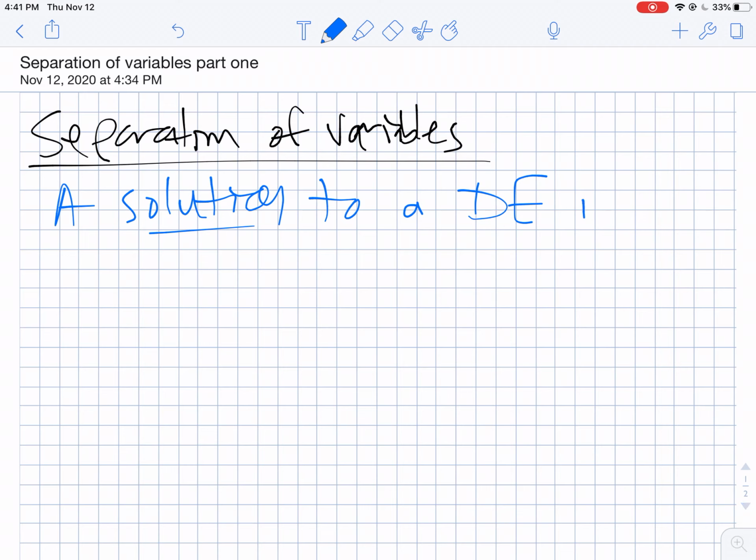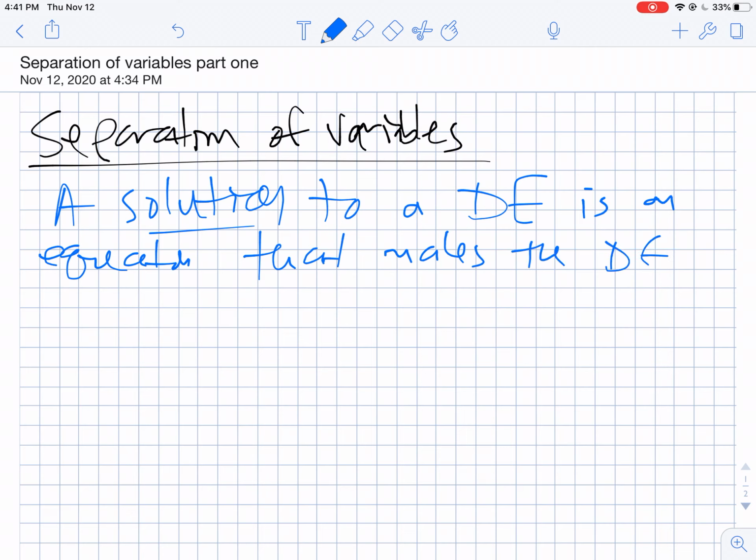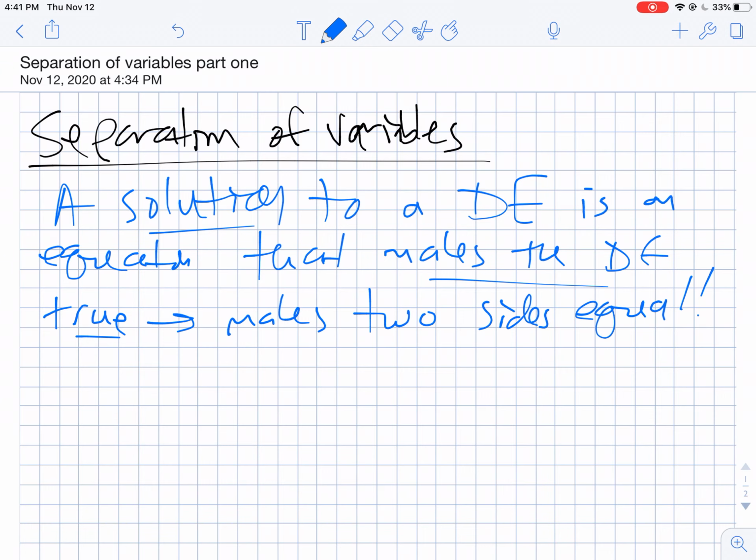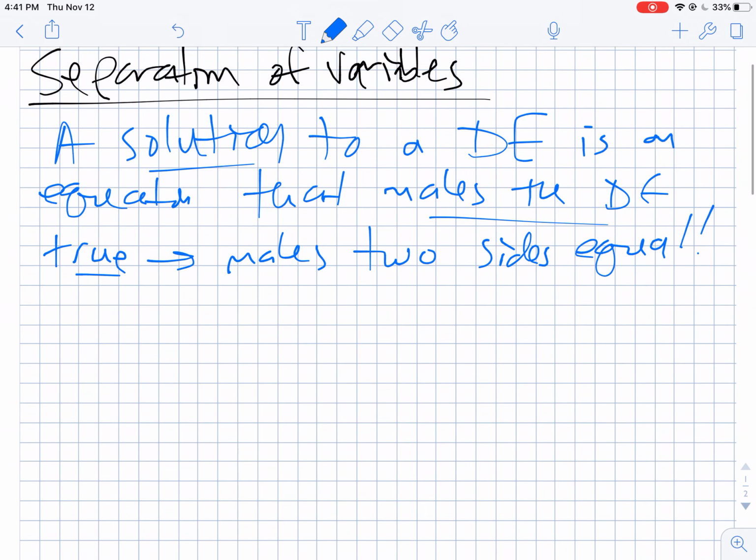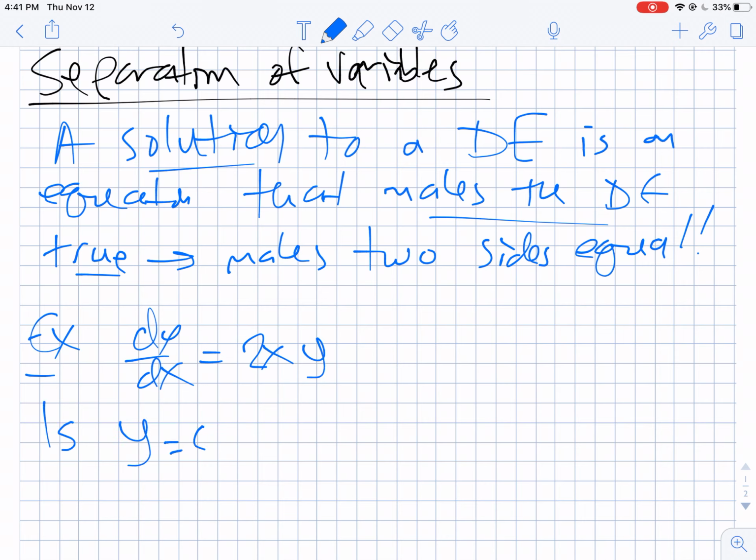A solution to a DE is an equation that makes the differential equation true. And what I mean by makes the DE true is it makes the two sides equal to each other. So for example, let's take a look at this. Suppose we have the differential equation dy/dx, so the slope, is equal to 2x times y. And I'm going to ask, is y equals cosine of x squared a solution?